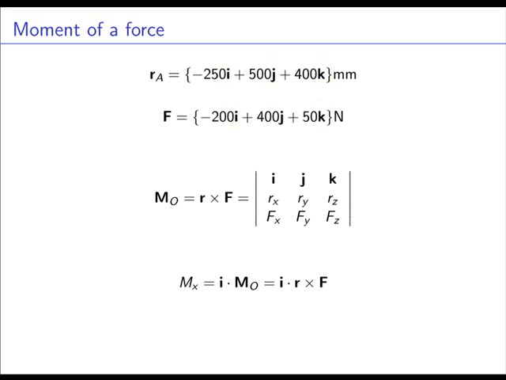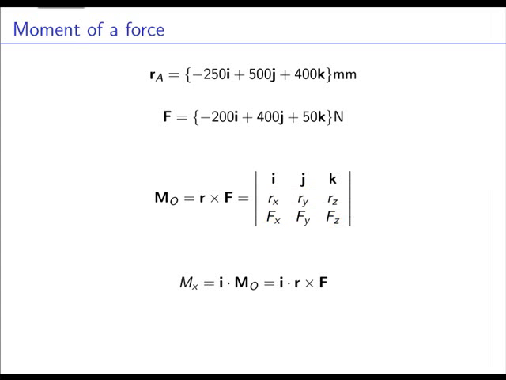So we have RA and F expressed as Cartesian vectors, and we can use their x, y, and z components to find M when R cross F is written in determinant form. The first row of the determinant consists of the Cartesian unit vectors representing the x, y, and z axes. The second row consists of the x, y, and z components of R, and the third row consists of the x, y, and z components of F.